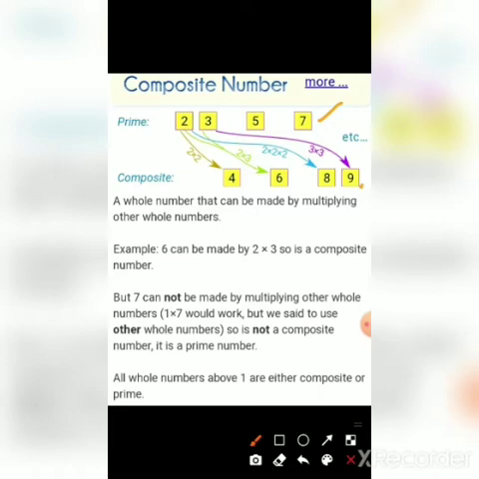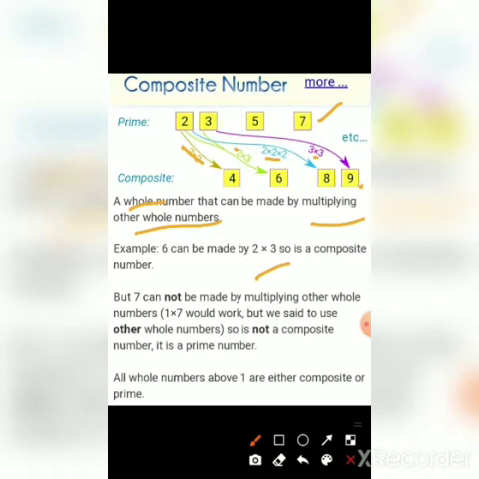A composite number is a whole number that can be made by multiplying other whole numbers. Here we have 2 multiplied by 2, 2 multiplied by 3, 2 multiplied by 2 multiplied by 2, and 3 multiplied by 3. For example, 6 can be made by 2 times 3, so 6 is a composite number.